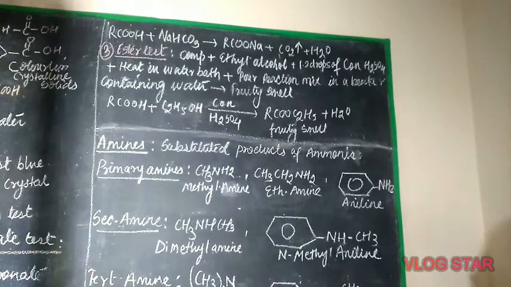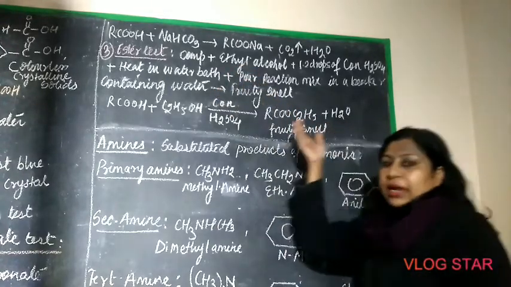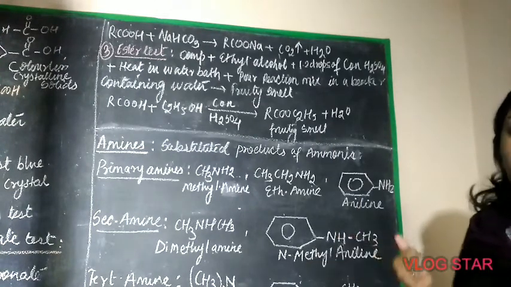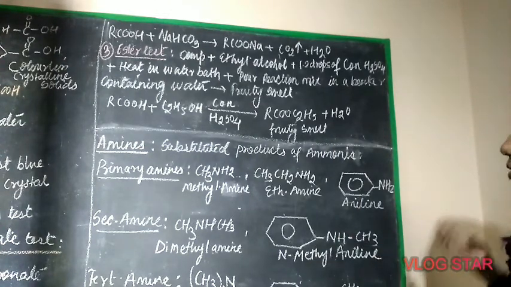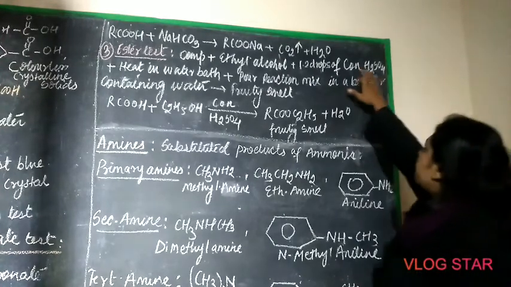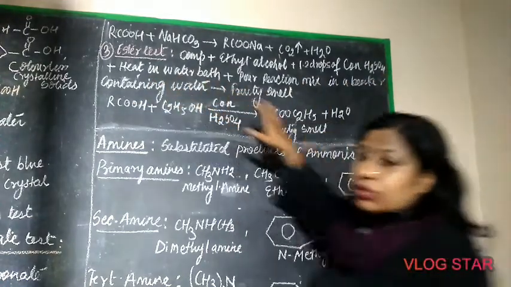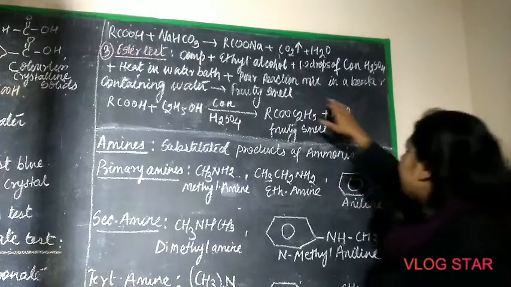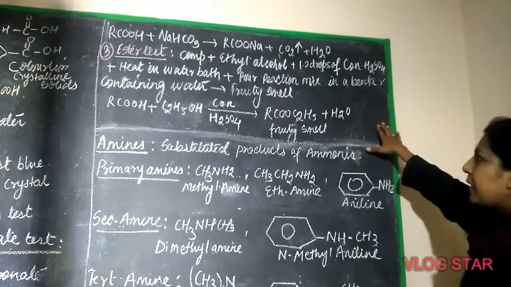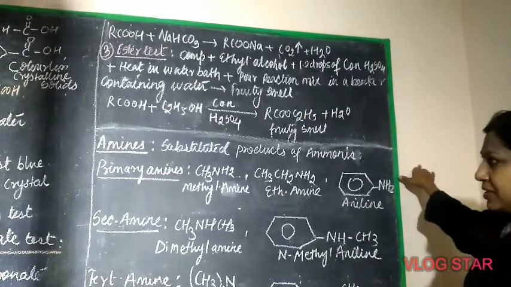The next test is the ester test. Take near about 0.1 gram of compound if it is solid, and 1 ml if you have a liquid, plus ethyl alcohol, plus 1 to 2 drops of concentrated H2SO4. Heat in water bath. You have to heat this in water bath. Then pour the reaction mixture in a beaker containing water. If you get a fruity smell, that means carboxylic group is present.